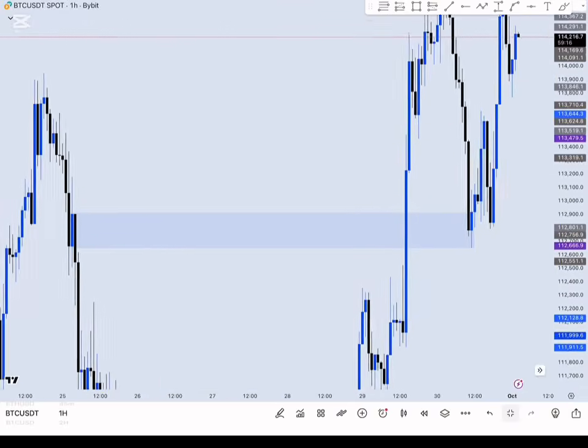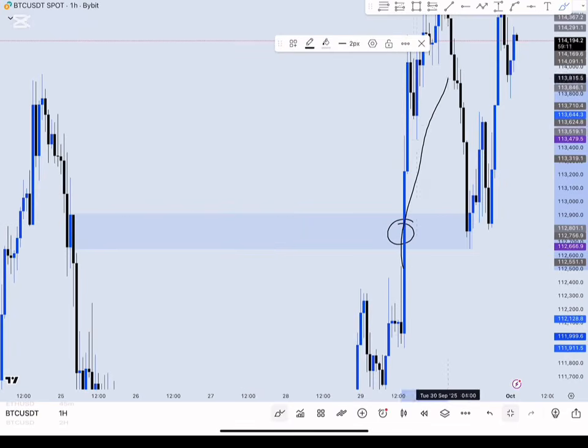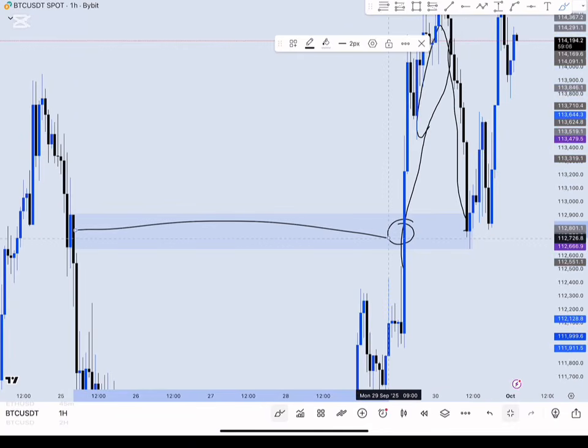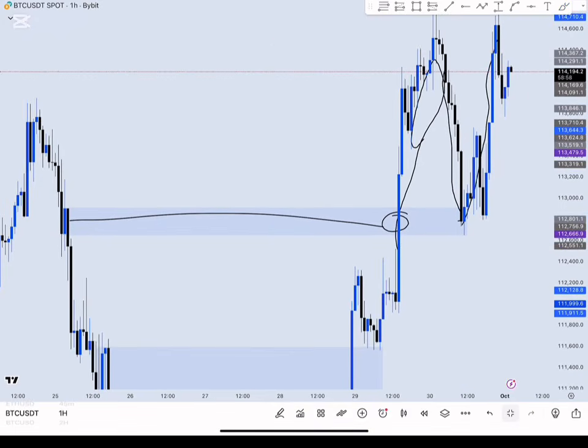So this order block here, you can see the market violated the order block, then pushed up, created this liquidity here, then came back and used this order block that failed to hold as a breaker block. So you can see what happened here. The market pushed up all the way. That is basically the whole logic.